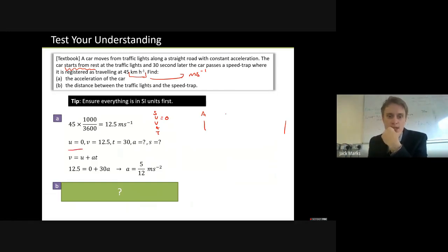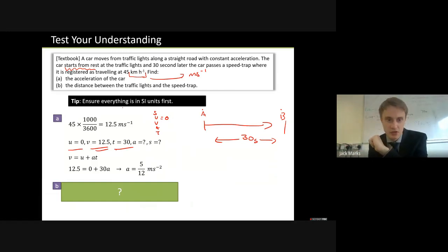So it starts from rest at the traffic lights, and 30 seconds later, it passes a speed trap. So I'm going to say that this is the speed trap. This distance there is 30 seconds, so t equals 30. And it's registered as having this speed here. So we had our speed at the start, our speed at the end, so this must be v.